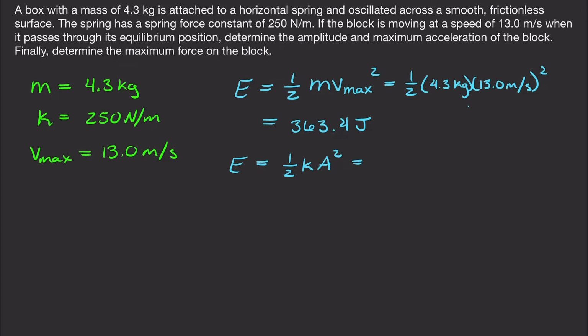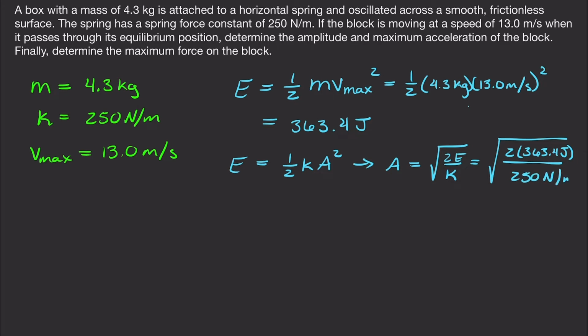Okay, so then it's going to stop. The spring will be fully stretched or fully compressed, and it will be all potential energy. So now we can take this expression for the energy, 1/2 kA squared, and solve it for the amplitude. Okay, so we'll multiply by 2, divide by k, and take a square root. So we'll get the square root of 2E over k. So this will be the square root of 2 times the total energy we just found, over 250 newtons per meter.